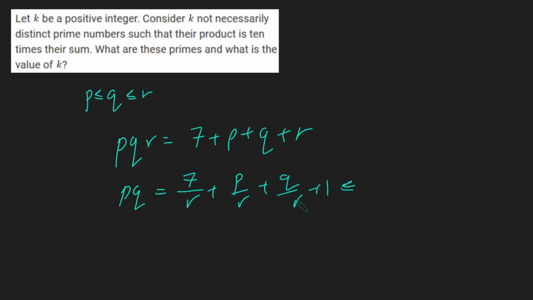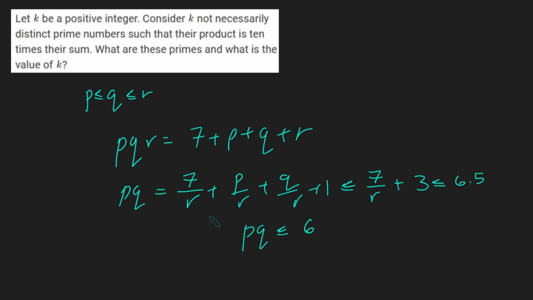And let's think about an upper bound for this right-hand side. Well, because r is the biggest prime, we know p and q are smaller than r, so p over r and q over r will each be less than or equal to 1. So I can say this is less than or equal to 7 over r plus 3. And remember, r is a prime number, so it's at least 2. So 7 over r is going to be at most 3.5. So adding 3 to that is going to be 6.5. And so we get that pq, which is obviously a positive integer, has to be less than or equal to 6. Okay, so we've got two prime numbers multiplying together, and their product is less than or equal to 6.